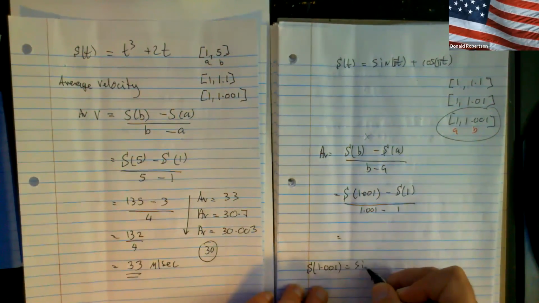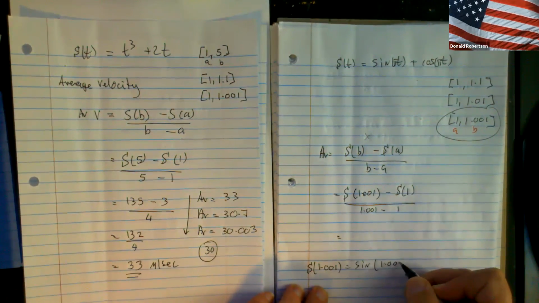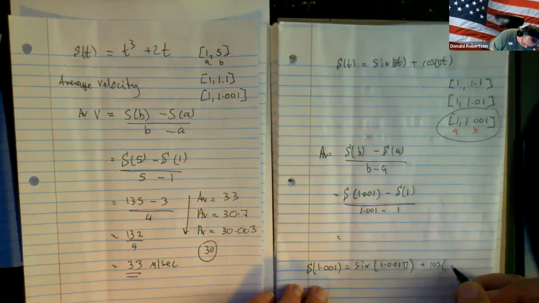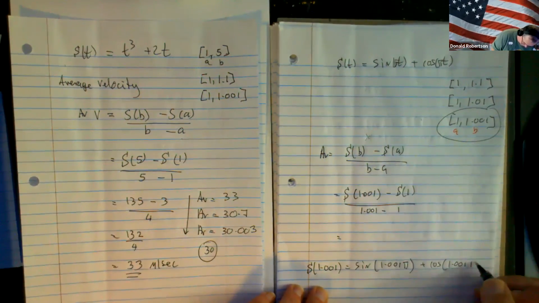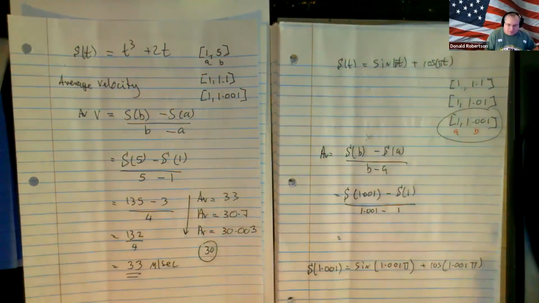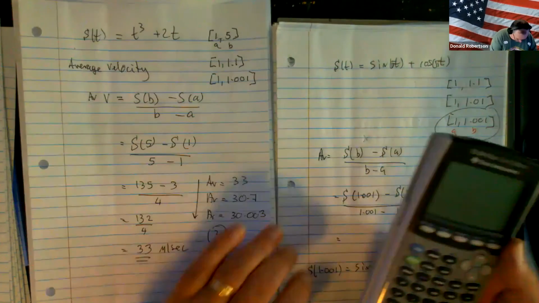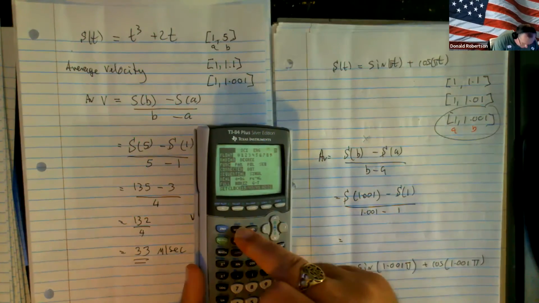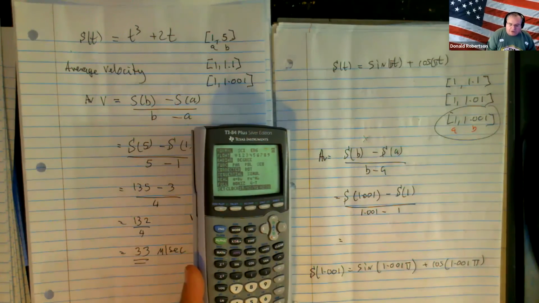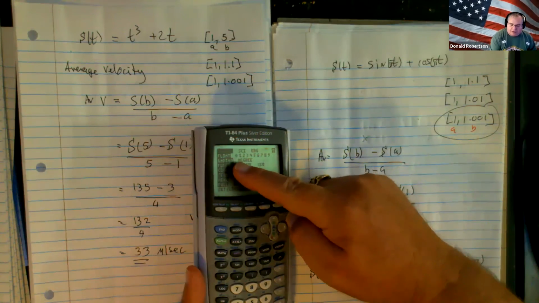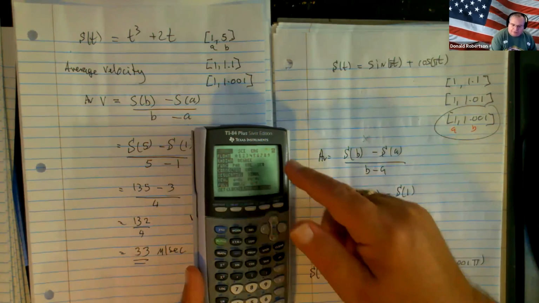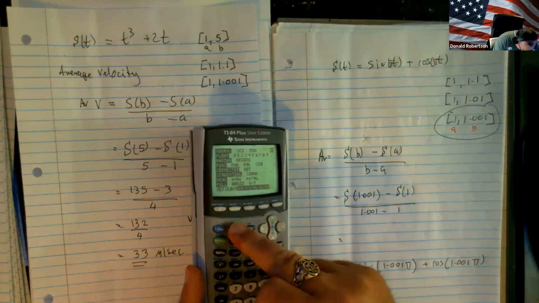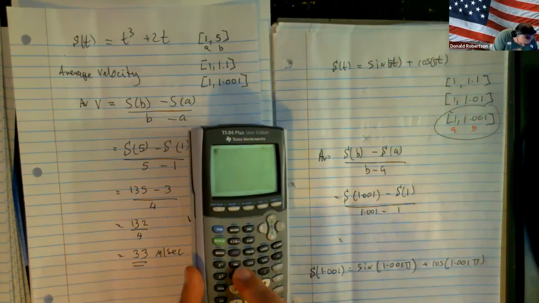It would be the sine of 1.001 pi plus the cosine of 1.001 pi. And that's why we have calculators, thankfully. I'll just make sure I'm in radians, which I am. Actually, when you're doing your questions in calculus, make sure your calculator is in radians. There's no need to ever worry about degrees typically. And you just simply type it in.